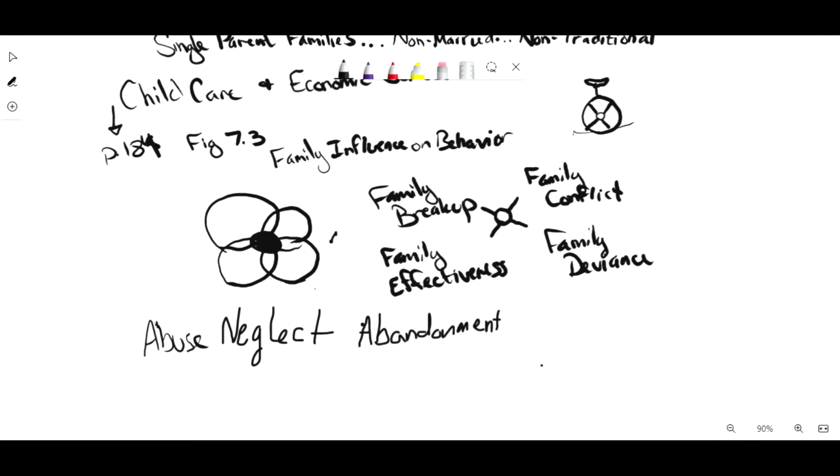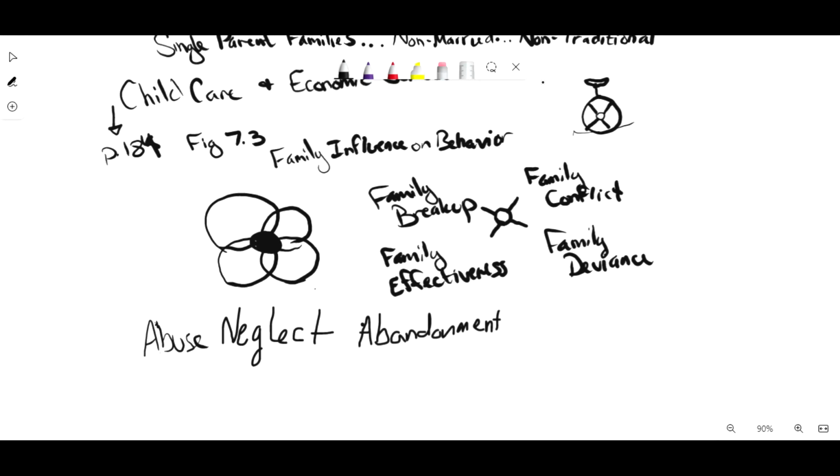This is my own personal demon that I deal with. My father abandoned me, so it does play a role in child development. It does play a role in how the individual engages with their world. So it's important to note that this is something. It's not just, oh, well, I guess that's something. No, it really does have an impact on individual lives. And so abandonment is one of those types of abuse that children can experience from their families.